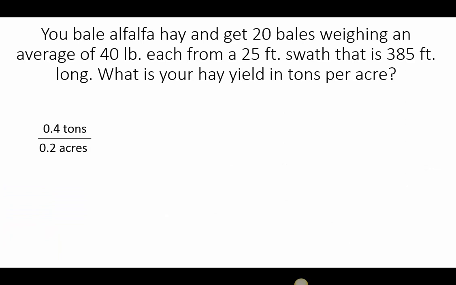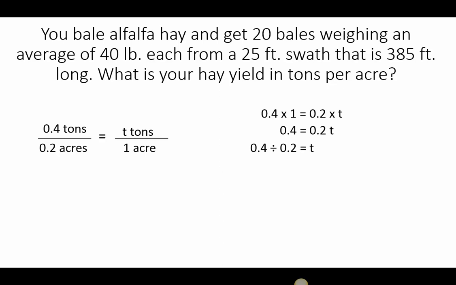Unfortunately, we still need to do one more step because most yield is given in tons per 1 acre. To do this, we will set up a ratio. 0.4 tons over 0.2 acres equals T tons over 1 acre. We will cross multiply to get 0.4 equals 0.2 T. T is equal to 0.4 divided by 0.2, which is equal to 2. So our final answer is 2 tons per acre.